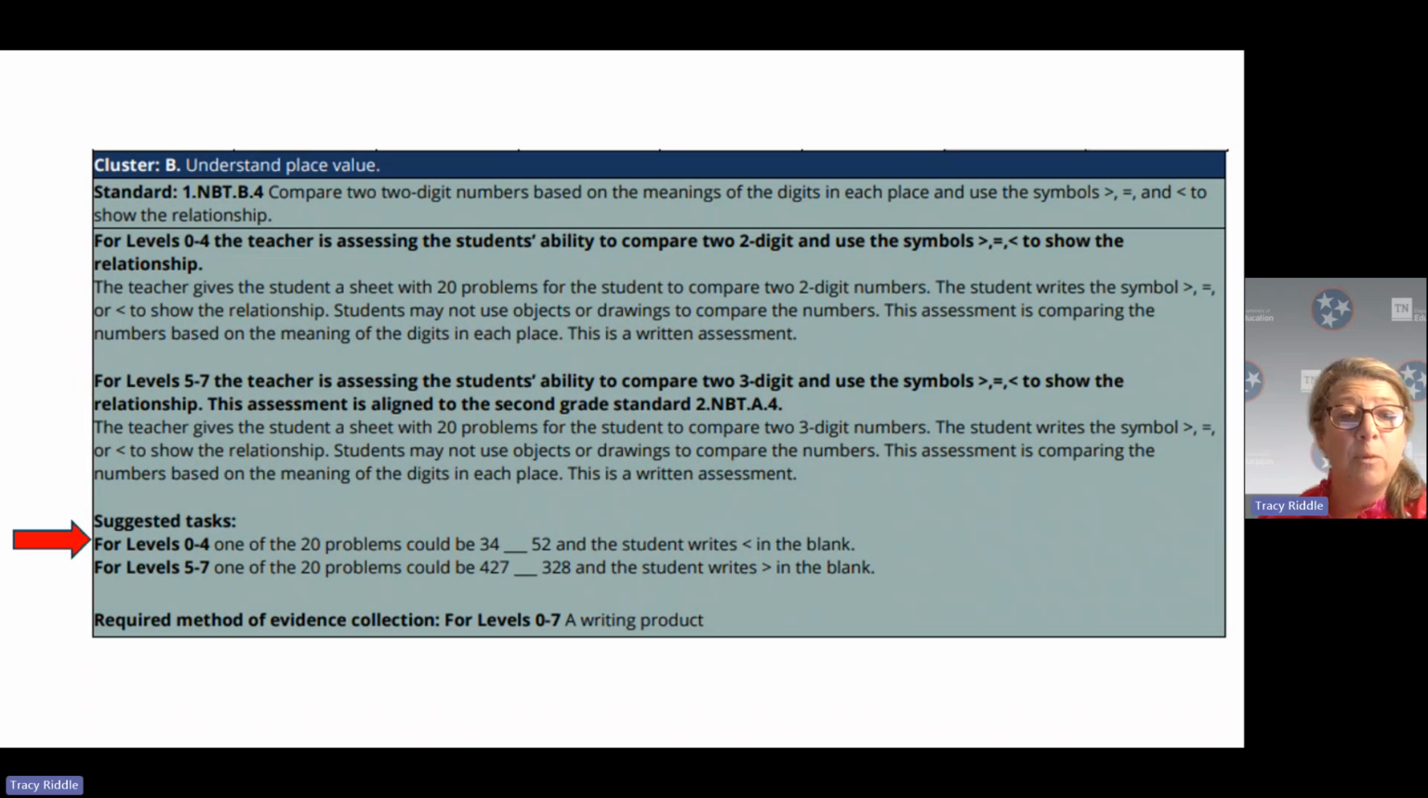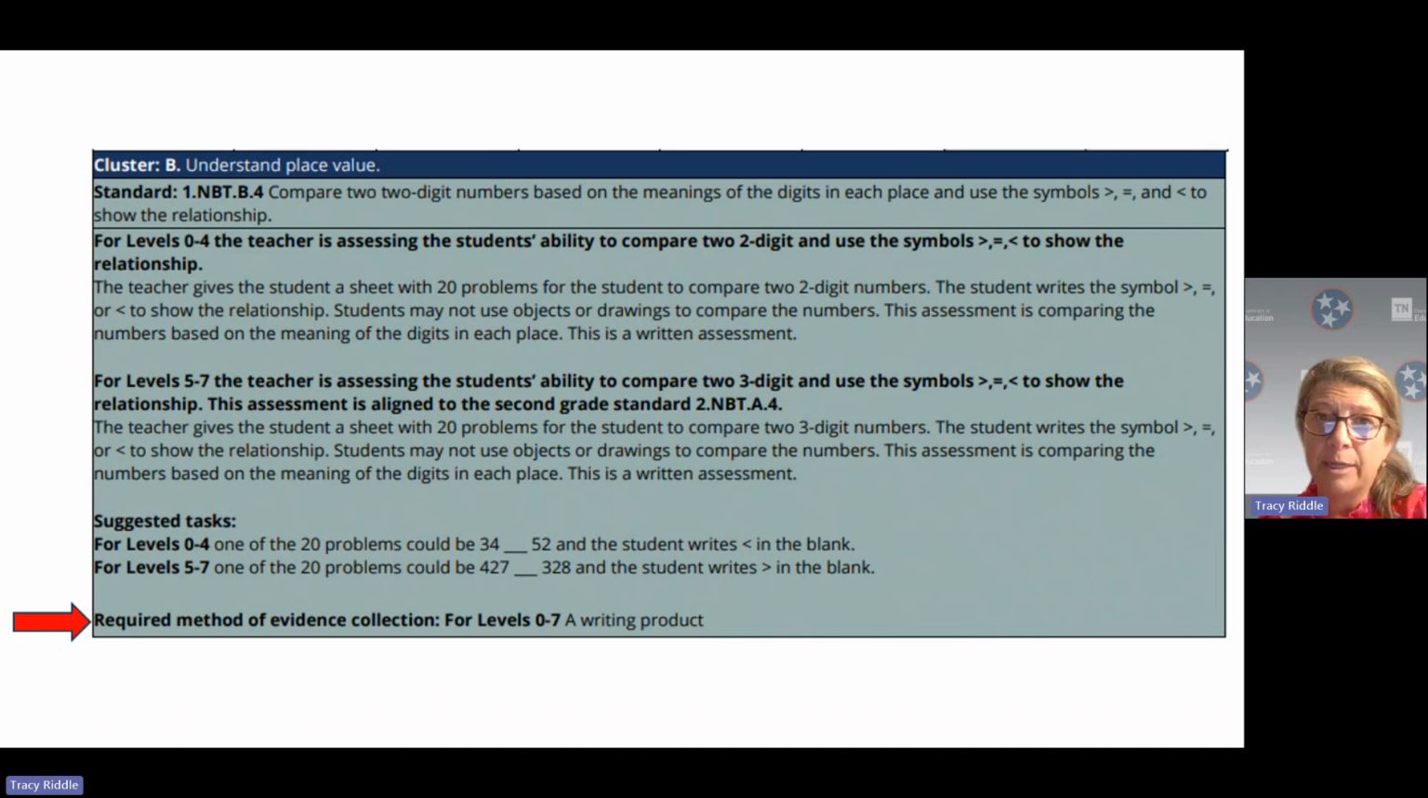We have an example for both levels 0 through 4 and levels 5 through 7. This is just one problem you could use. Teachers, you can choose any problems as long as it is 20 problems and the numbers are, for levels 0 through 4, two-digit numbers, and for levels 5 through 7, they should be three-digit numbers. The required method of evidence for this entire standard for all levels 0 through 7 is the student writing product.